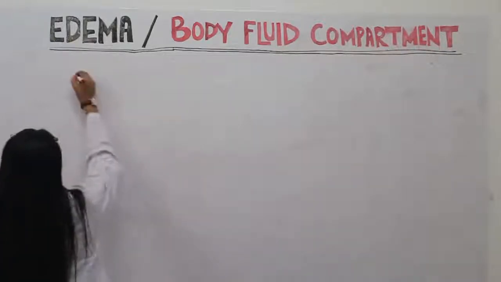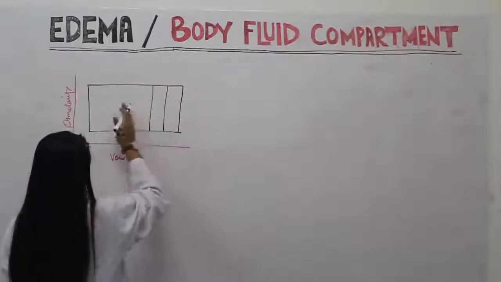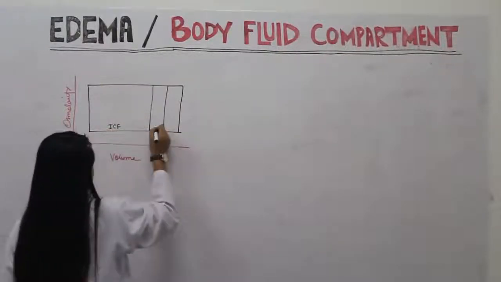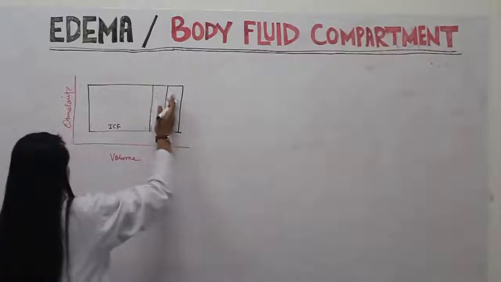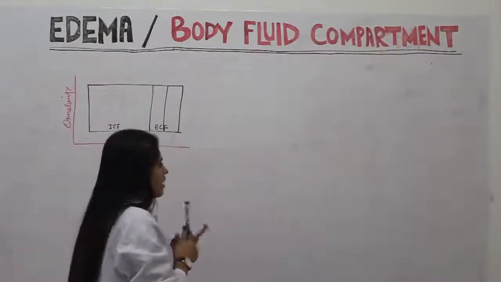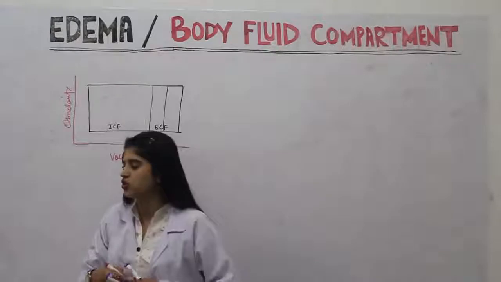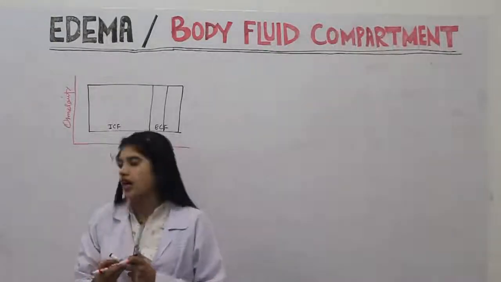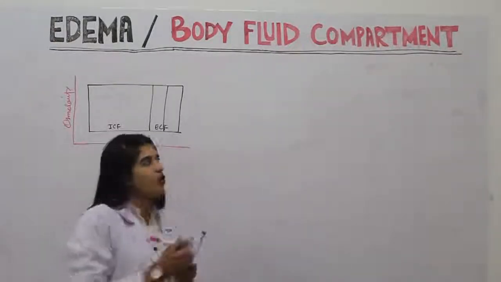Okay, now let's suppose we have got a certain condition in which there is volume and here is osmolarity. First I will draw the normal body fluid compartment, which is this extracellular fluid and intracellular. This is intracellular, and this is extracellular fluid. This is plasma and this is interstitial fluid. So what happens is, I want to give you a situation. For example, isotonic solution is lost from the body.